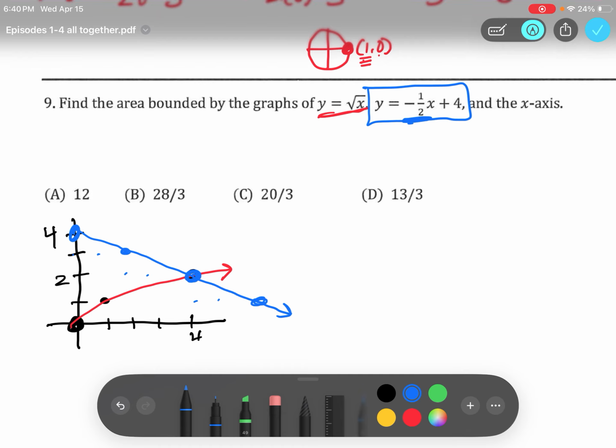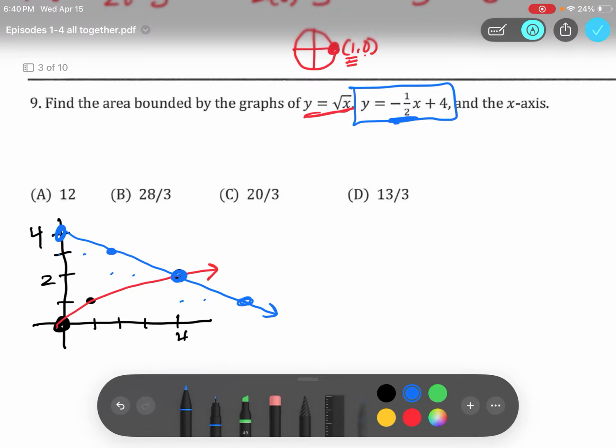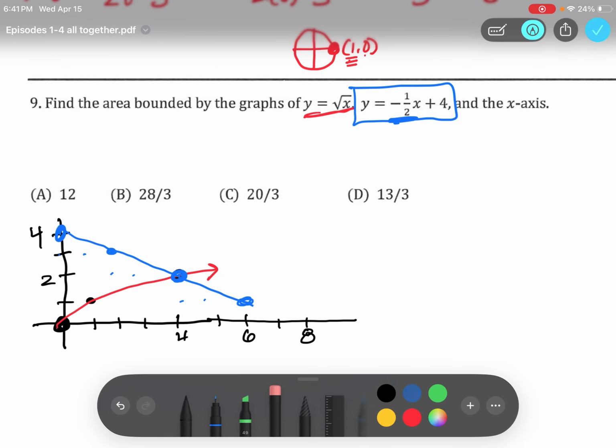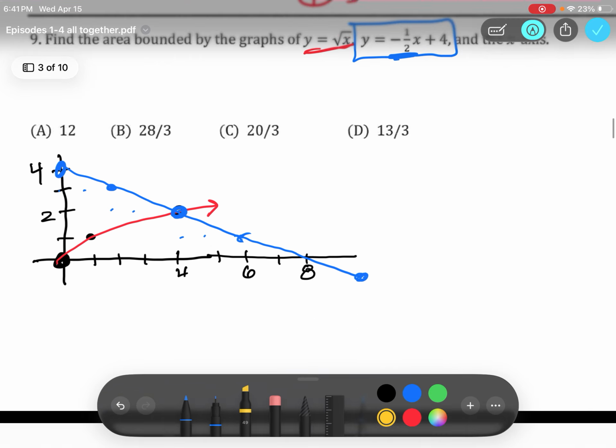Okay, so it says, find the area bounded by these two graphs, and, I better keep going, and the x-axis. So I need to keep going here. So if this was 6, I need to go down 1 and over 2 more. This is going to cross at 8. Okay. And we're trying to find this area. I'm going to shade it in. This is kind of a tricky one. It's this area right here.